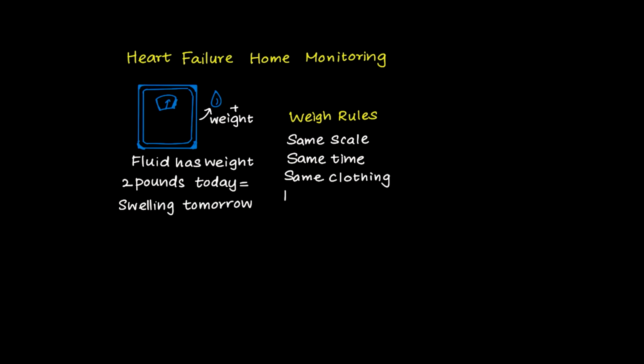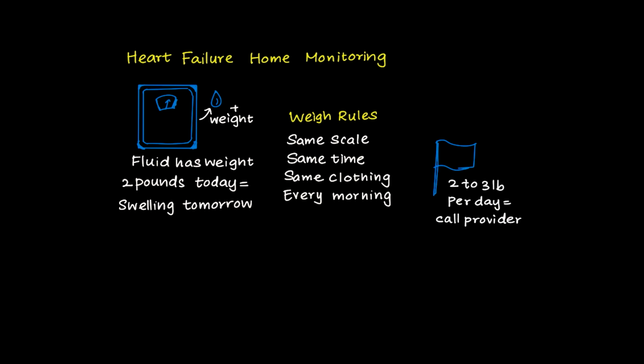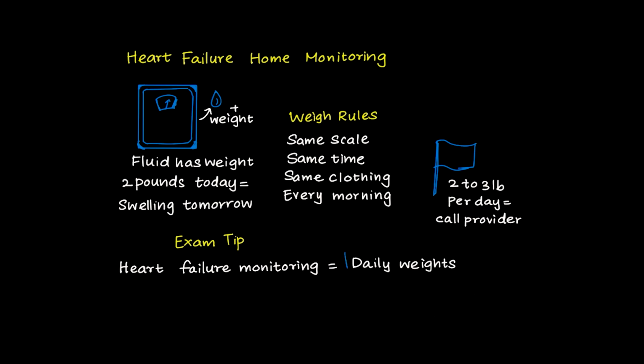The rule is same scale, same time, same clothing. Every morning after the bathroom, a jump of 2 to 3 pounds in a day or 5 pounds in a week is the red flag. Option A, twice weekly blood pressure, misses fast changes between readings. Option B, monthly urine output, is far too infrequent to catch anything early. Option D, measuring calf size, varies too much with position and time of day to mean anything reliable.